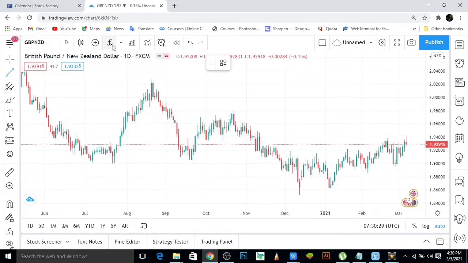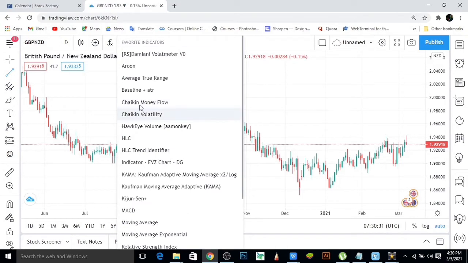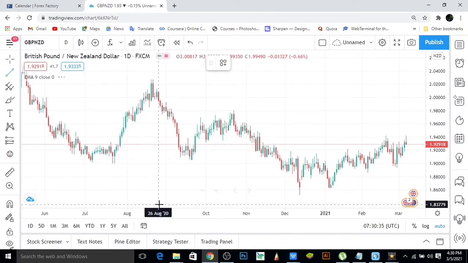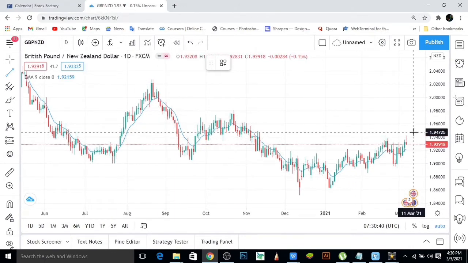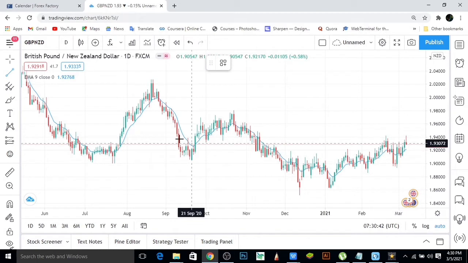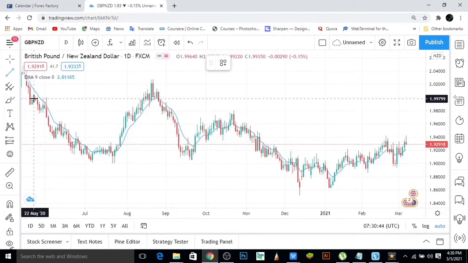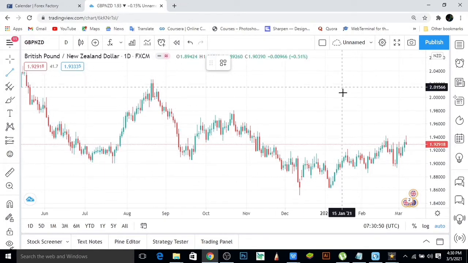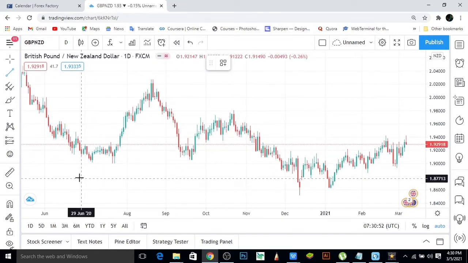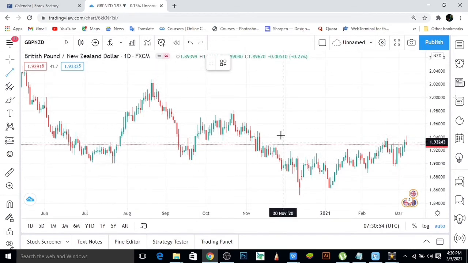I can also have indicators going on the chart, something like your moving average. For example, you can see the blue line that I just drew on my chart. That is an indicator going on the chart. If I remove that, the chart is naked. So price action basically deals with a naked chart.